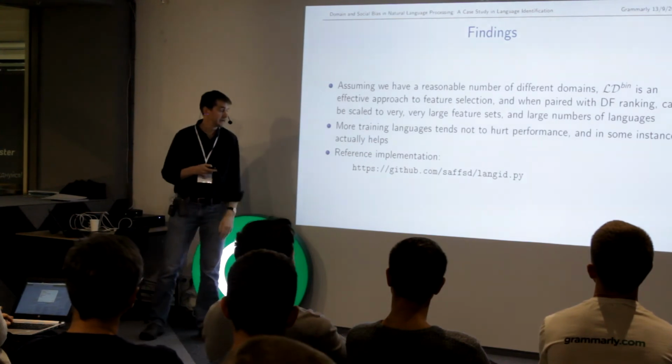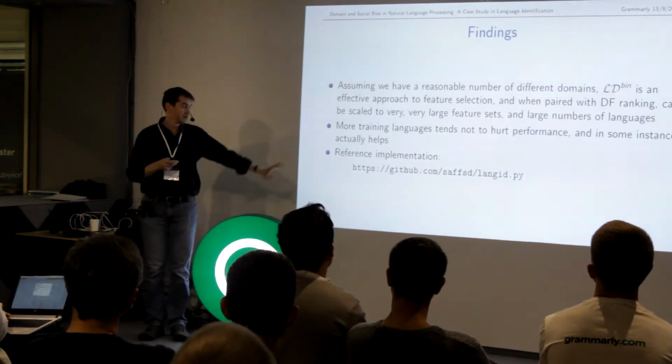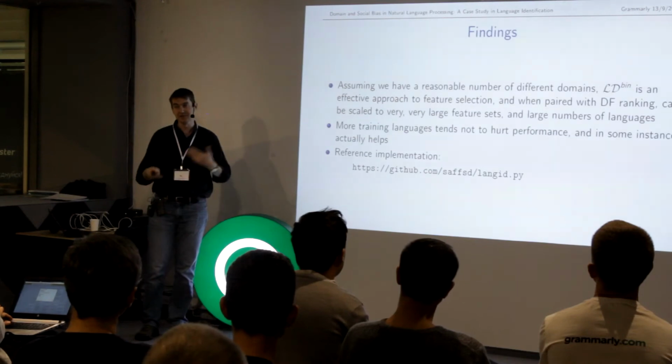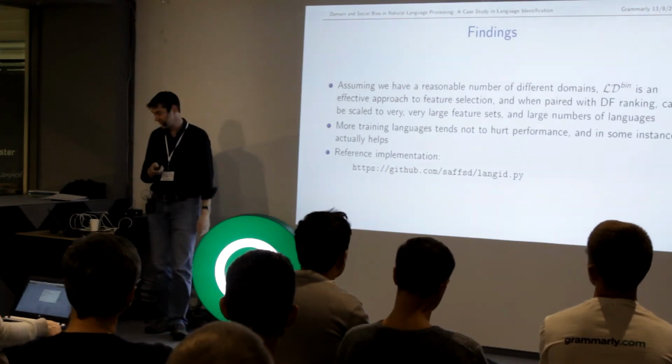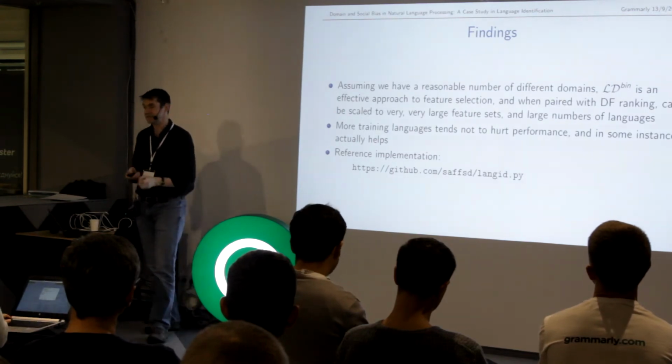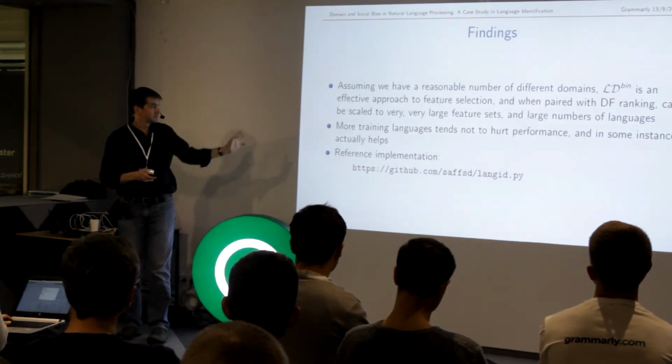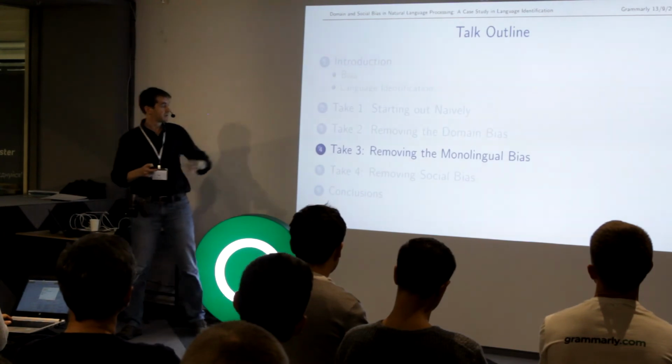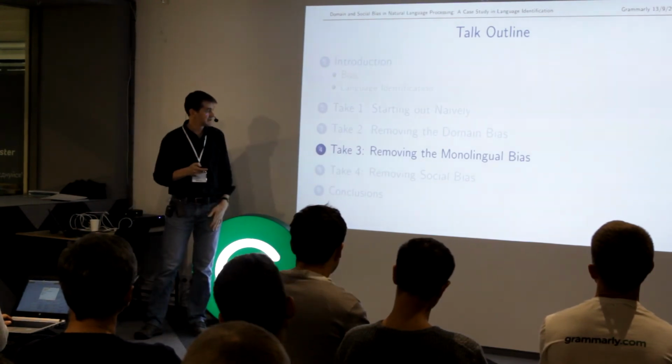And there's a reference implementation of this called langid.py. There's also a C version if people want something which works crazily fast, which uses exactly the same models, it's just implemented in C. So, okay, good. That's dealing with the domain bias.